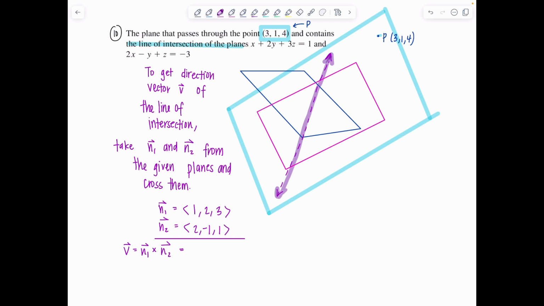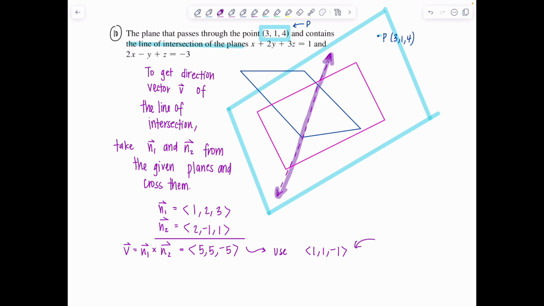And I'm just going to do it quickly in my head. So this is 2 minus negative 3, which gives us 5. And then we have 6 minus 1, so that's 5. And then negative 1 minus 4, negative 5. Okay, so this is the direction vector of our line. You know, we can scale it down and just use 1, 1, negative 1. This is the direction vector for our line, and this vector is in our plane.